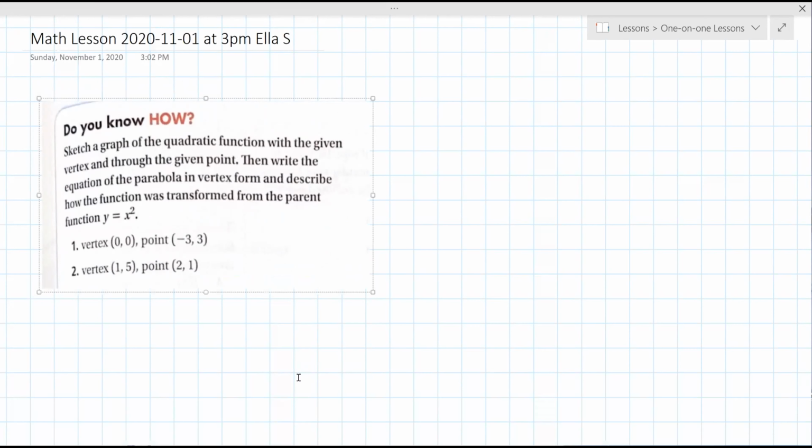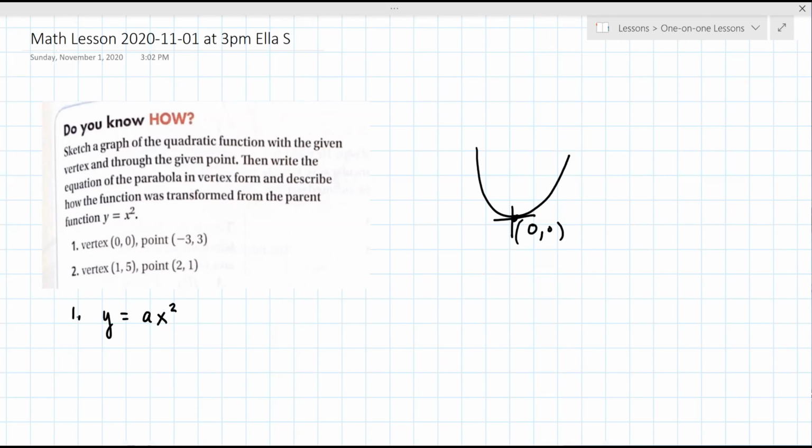All right, so the first one here, it says (0, 0) is the vertex, so that's where it comes down and hits the bottom, right there at (0, 0). And if it goes through the point (-3, 3), that means those values have to be on the graph. There's a lot of things that could happen here. For number 1, you imagine there's an a in front. So if you substitute 3 for y and -3 for x, you would then solve for a.